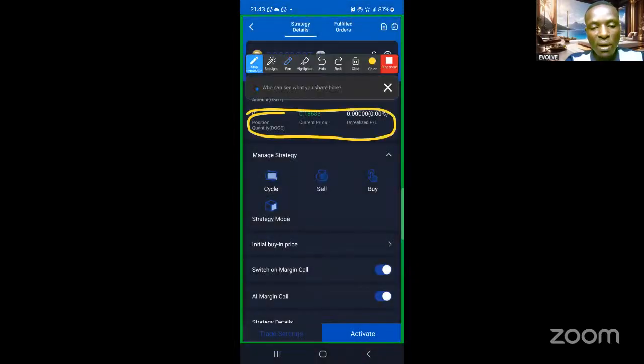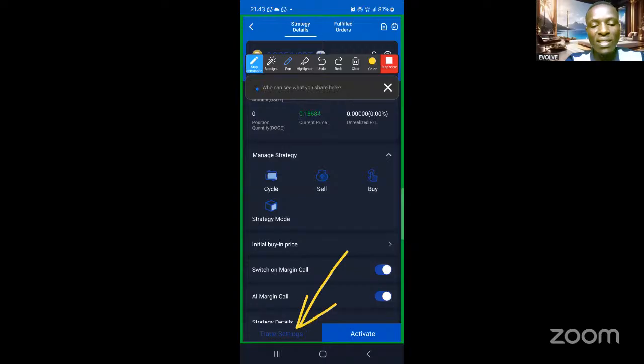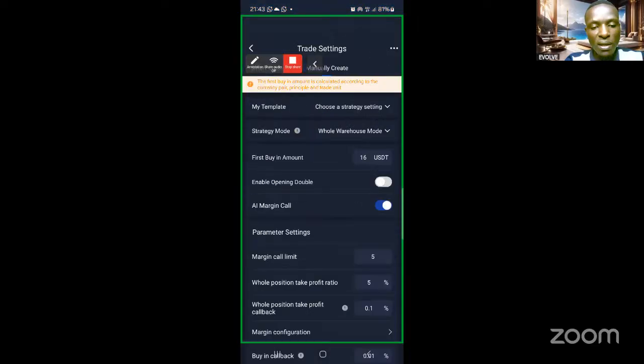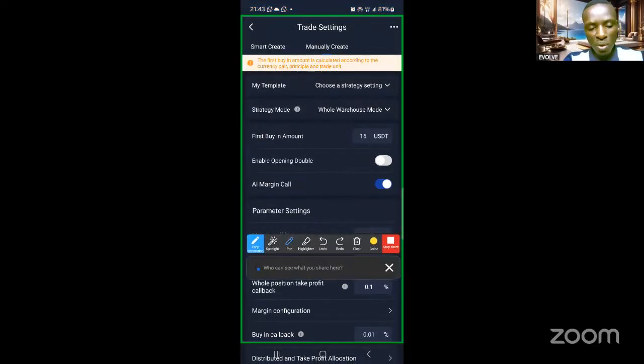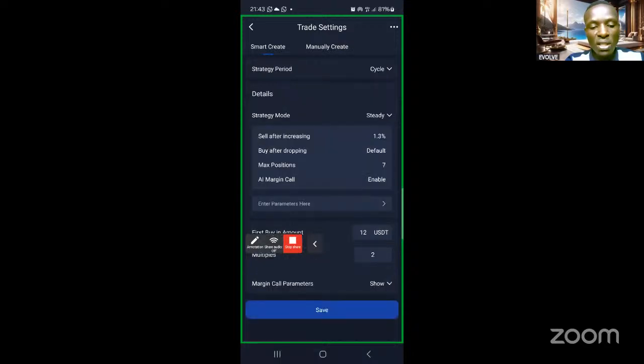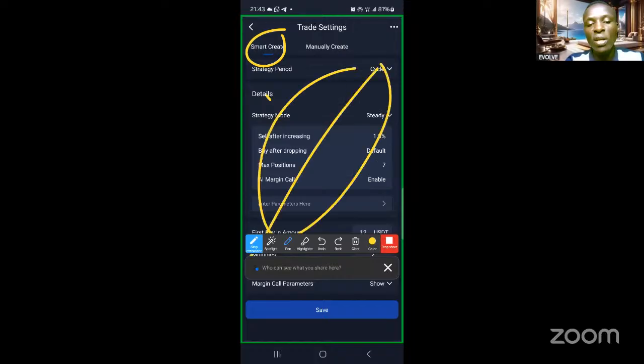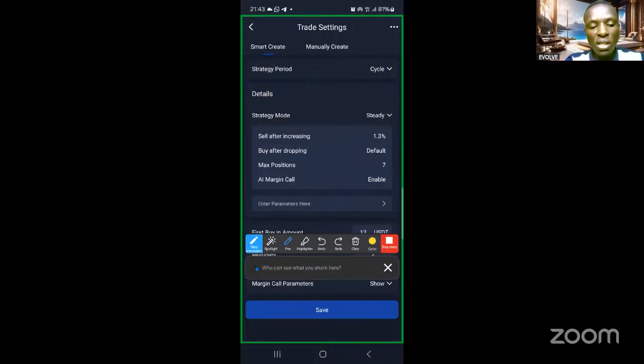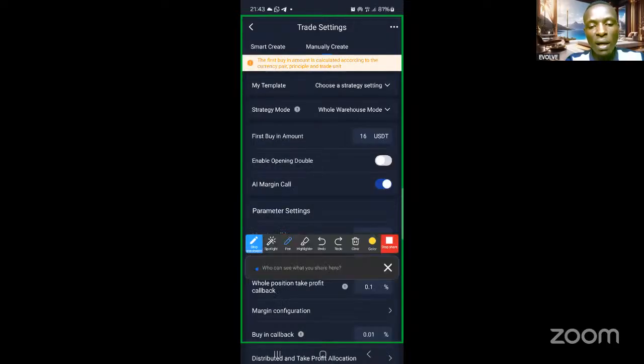When I reach here, I now want to go to the page of trade settings. This is where I entered my settings from, and I tap on trade settings. Make sure whenever you reach here, you tap on manually create. What you want to see is this word here: My template, choose a strategy setting. Because if it is in Smart Create, the page you will see is different. This is not the one we want. We want to see the manually create settings.